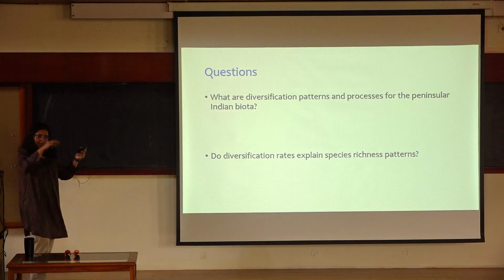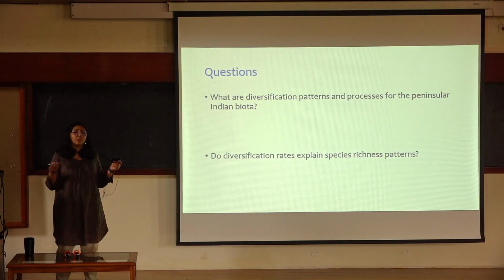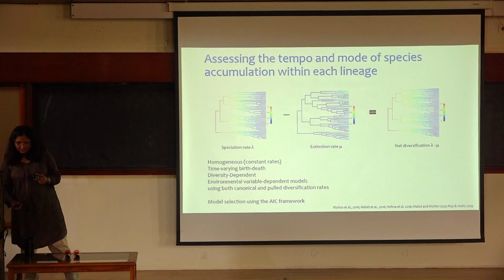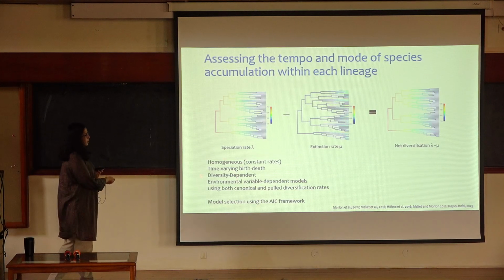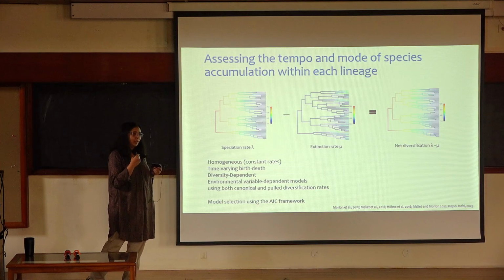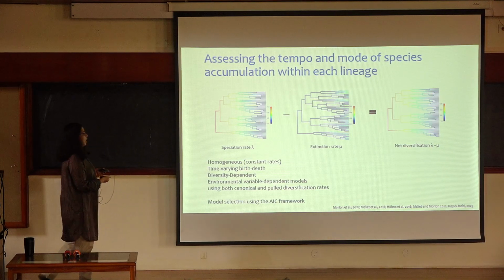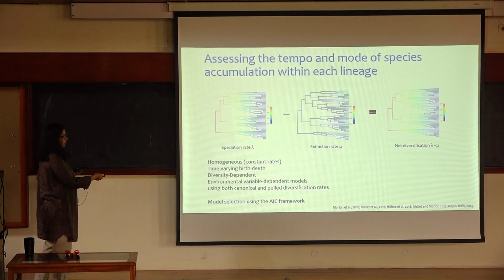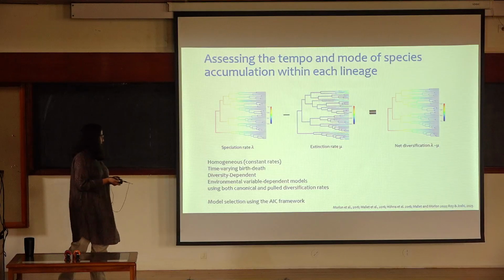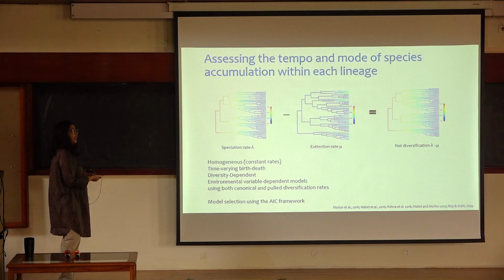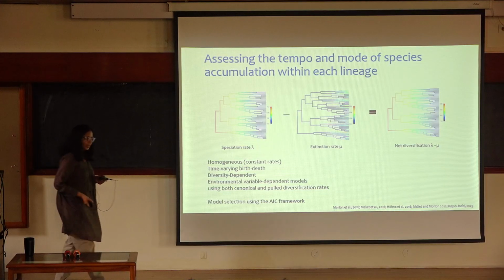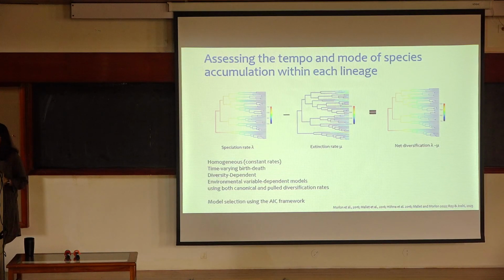And then, if these are all the things which are happening, how does it relate to the species richness pattern which we started thinking about? To do this, we used a set of mathematical models which allow us to actually estimate these speciation and extinction rates. Is it a constant? Does it vary with time? Does it vary with the diversity in that particular lineage which is present? Does it respond to the environmental variable? We use the paleo temperature as one of the predictors and use both canonical and pooled diversification rates.